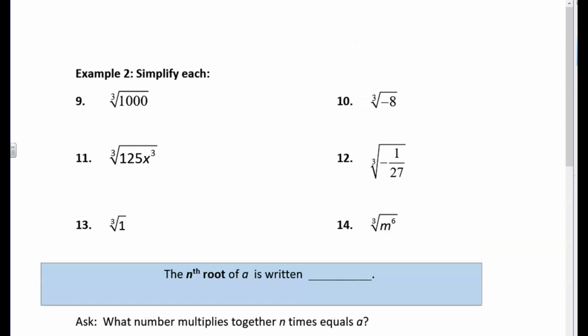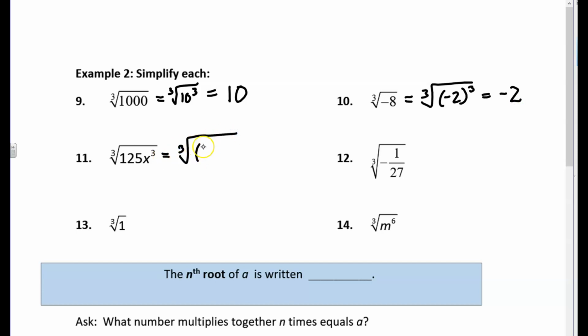So let's do some examples here. The cube root of 1,000. Well, 1,000 is the same thing as 10 to the power of 3, so the cube root of that is just 10. And the cube root of negative 8, well, that's the same thing as the cube root of negative 2 to the power of 3, so the cube root of negative 8 is negative 2. The cube root of 125x cubed would be the same thing as the cube root of, well, 125 is 5 cubed times x whole quantity cubed, so my cube root here would just be 5x.